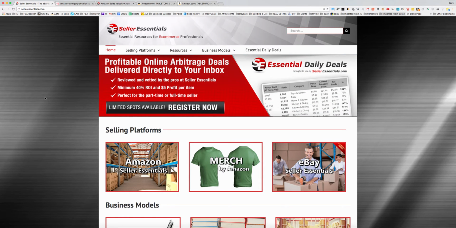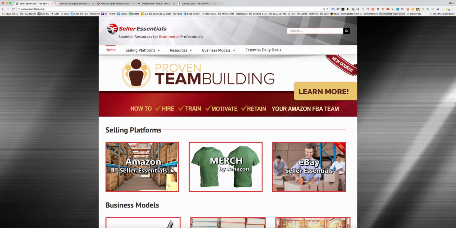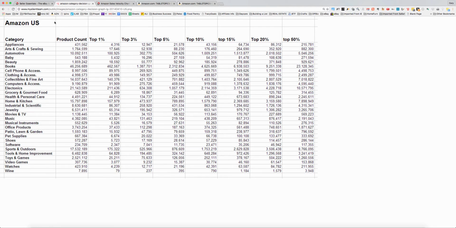Not that the sales rank percentage chart was bad. You just had to really know how to use it. And I think it was a little bit more complex to learn to use the numbers on there than the new sales velocity chart is. So let me just show you quickly what I mean by these in case you don't know already.